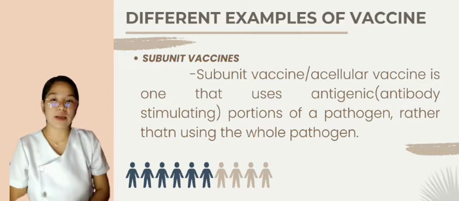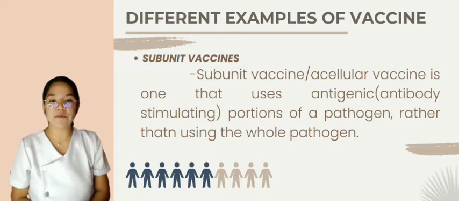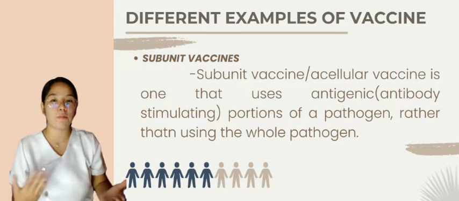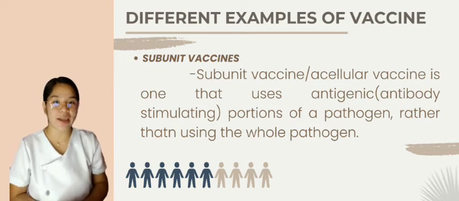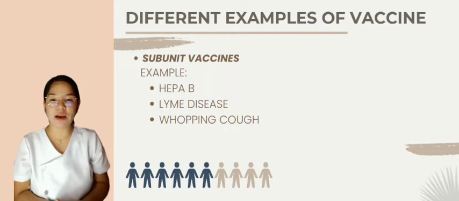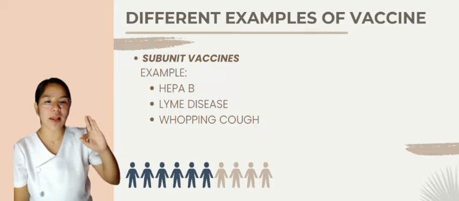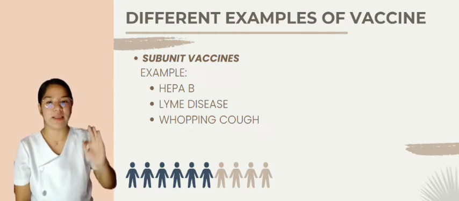Third, we have the subunit vaccines. These vaccines do not contain any whole bacteria or viruses at all. Instead, they contain some components such as polysaccharides or proteins from bacteria or viruses. Examples of subunit vaccines include the hepatitis B and acellular pertussis vaccines, the pneumococcal polysaccharide vaccine, Lyme disease vaccine, and whooping cough vaccine.